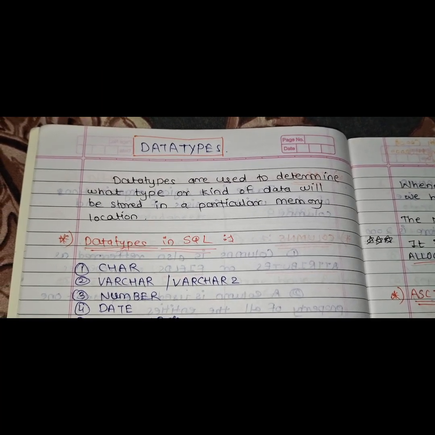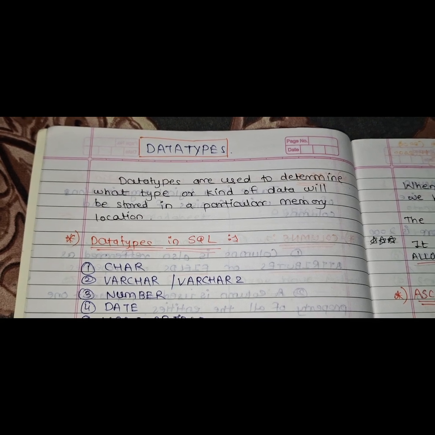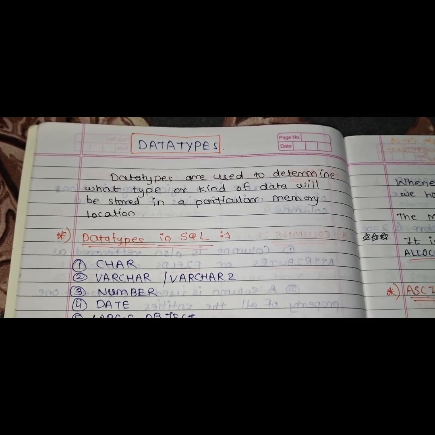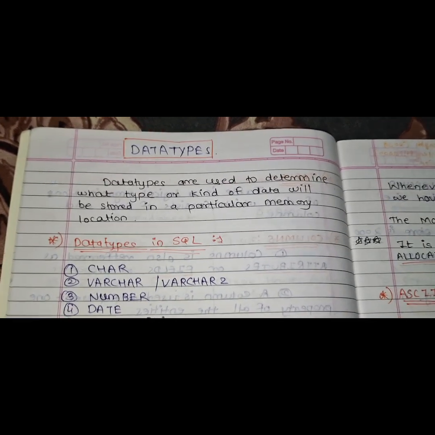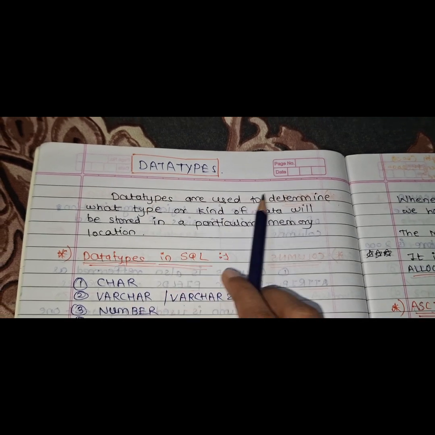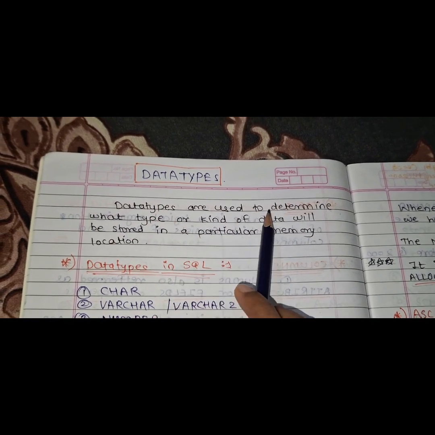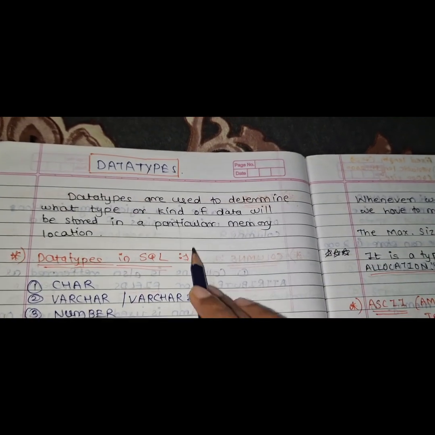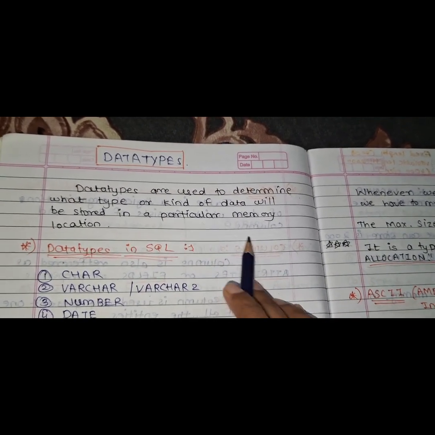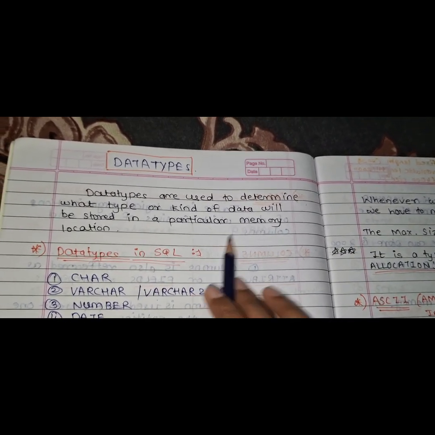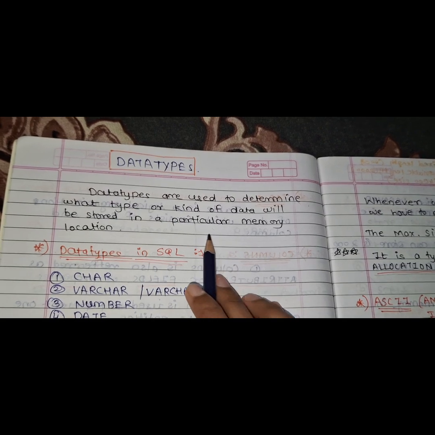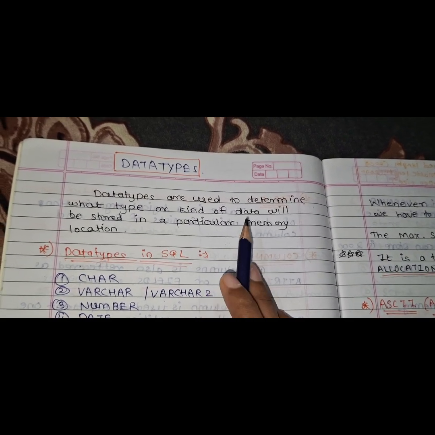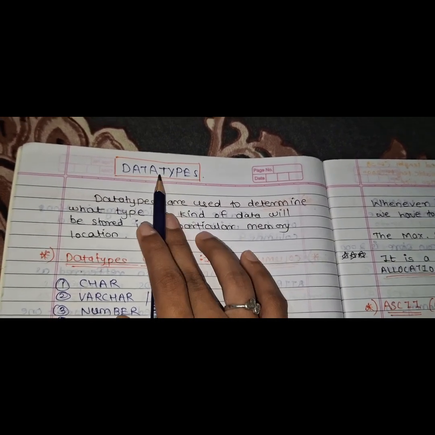Today we are going to start with our SQL Day 6 series. Let's understand about the data types in SQL. So what are data types? Data types are used to determine what type or kind of data will be stored in a particular memory location. Let's suppose I have one table, and in the table I have multiple columns. What type of data each column will hold is decided by the data types.